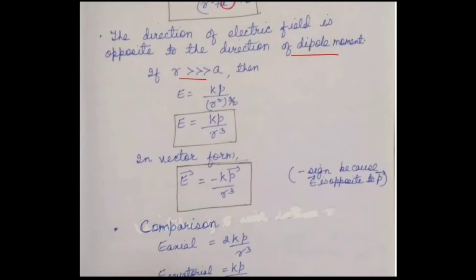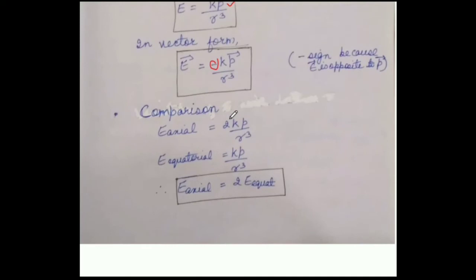So only r square to the power 3 by 2, the 2 cancels, r cube is left, kP by r cube. And in vector form you can write minus kP by r cube. This minus sign shows direction of electric field is opposite to the direction of dipole moment. Here it's clear that the electric field along equatorial position is kP by r cube and along axial position is twice kP by r cube.